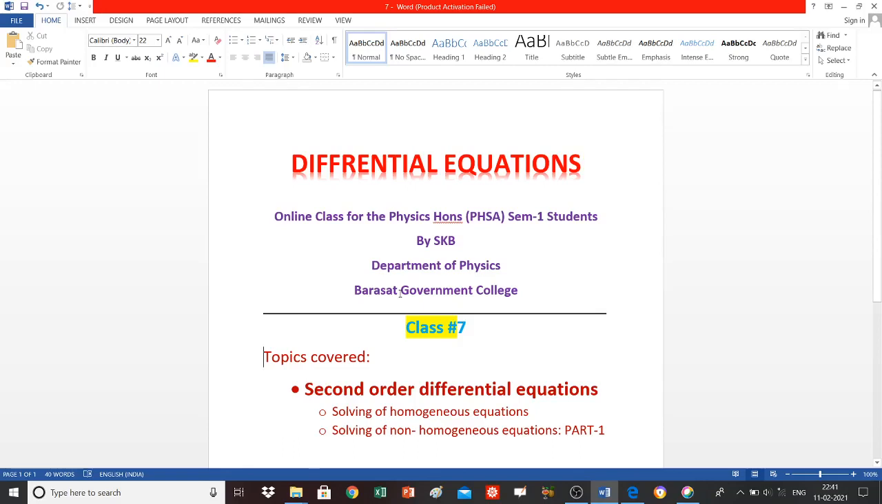Dear students, this is the seventh class of differential equations, and as we have started the solution of second order differential equations, in this class we will solve the homogeneous equation, that is the second order homogeneous equation. After that we will start solving non-homogeneous equations, and the solution of non-homogeneous equations will consist of several classes, and this is part one.